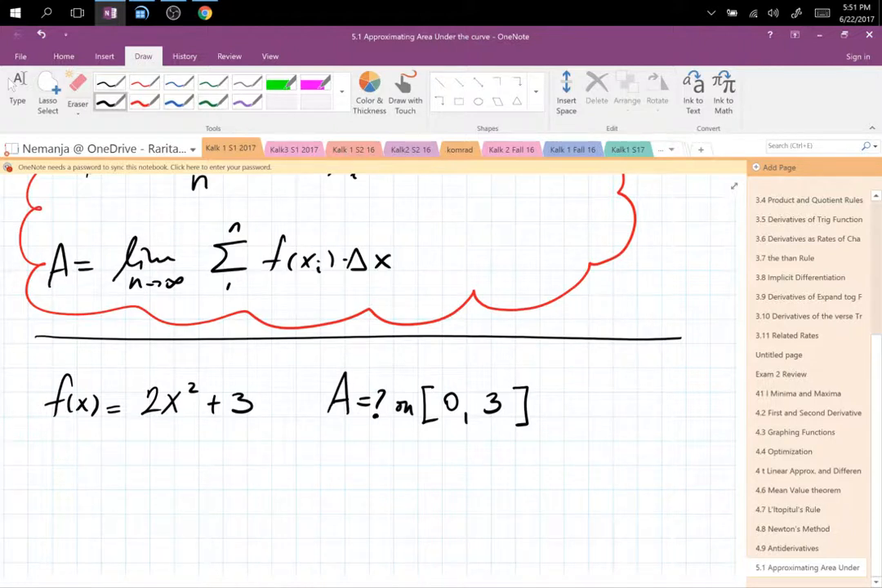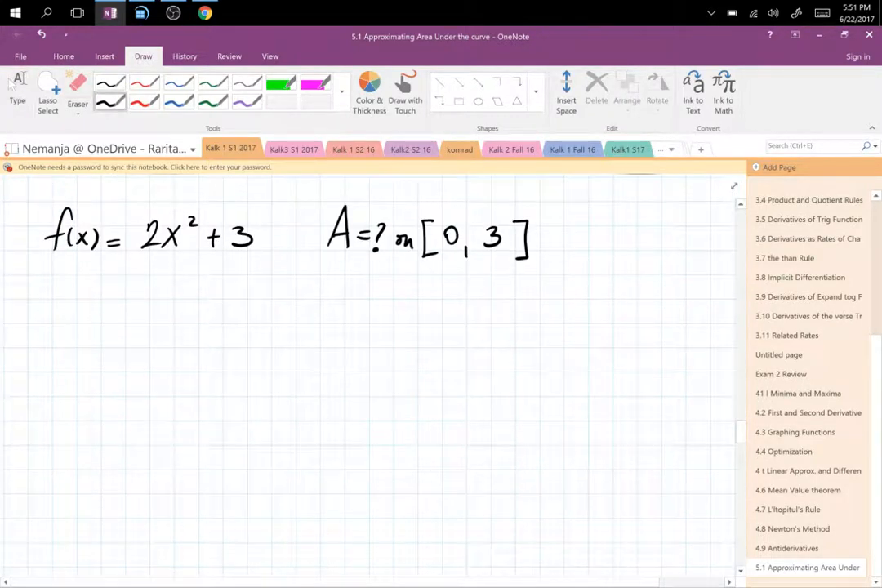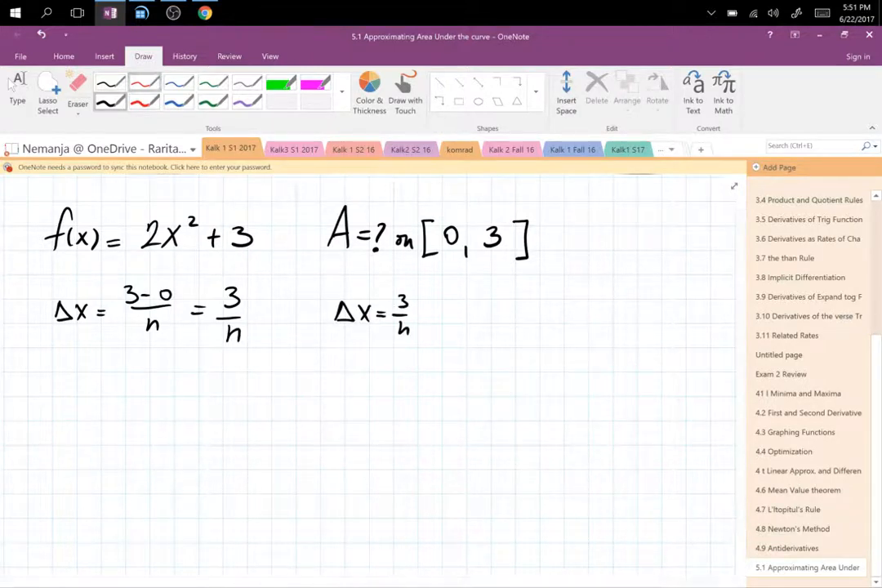There's a lot of steps to consider here, a lot of calculations. So let's start. The first order of business is to figure out what delta x is. We do not say n is 6, right? We're going to use eventually infinitely many. So we're just going to leave it as n. So our delta x is 3 minus 0 over n, which is 3 over n. So delta x is 3 over n. We're going to use that result.